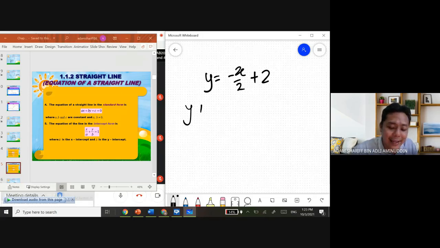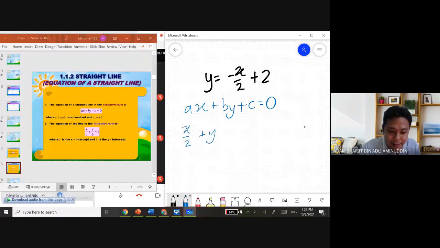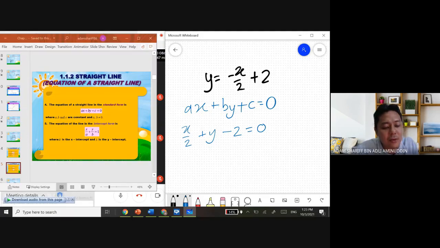Okay, kita nak supaya dia dalam bentuk ax plus by plus c equals to 0. And then dia jadilah x over 2 plus y minus 2 equals to 0. Okay. Kalau kita dah letak dalam bentuk ni, kita dapat a sama dengan 1/2, b sama dengan 1 and c equals to negative 2.